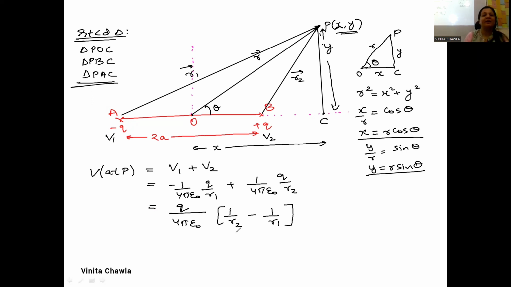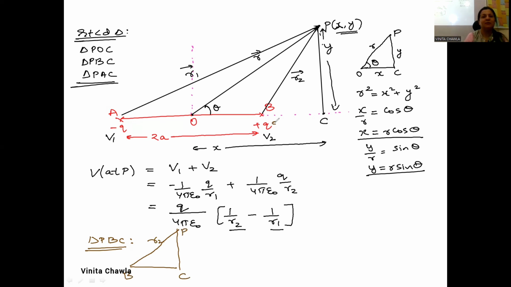Okay. Now we will write this R2 and R1 in terms of R. How will we write R2 and R1 in terms of R? For this, we need to consider different triangles that we have. So this is one triangle and this is another triangle, you can see. So we will consider triangle PBC. When we consider triangle PBC, you can see this is a small triangle that we have. So this is your R2. And this side is BC. How will we write BC?